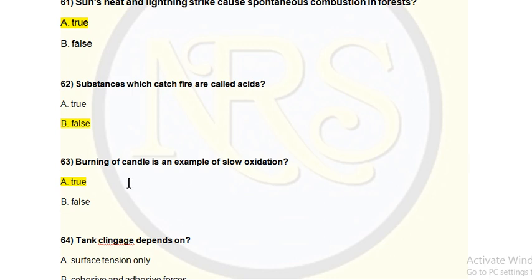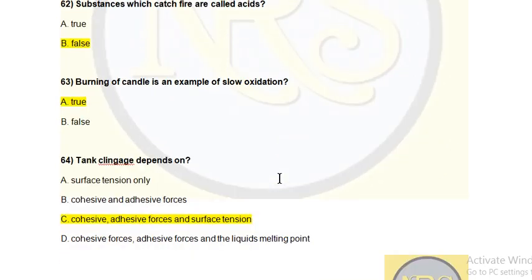Question number 63. Burning of candle is an example of slow oxidation. Option A true, option B false. The correct answer is option B, false. So oxidation is nothing but reaction with oxygen. Chemical reaction that takes place when a substance comes into contact with oxygen is called oxidation. When there is a fire, when there is a burning of candle, it is combusting with oxygen in the atmosphere. So answer is true.